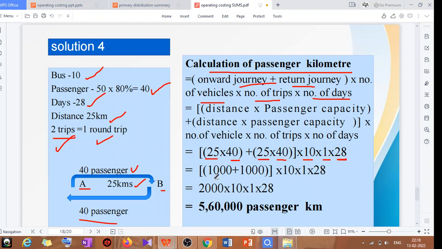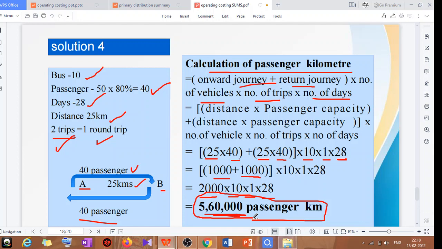Clear? So when you multiply, you will get 25 into 40, which is 1000, and 25 into 40, 1000. Then add it: 1000 plus 1000, 2000. First you solve what is there in the bracket. 2000 into 10 into 1 into 28. You will get 5,60,000. So this 5,60,000 will be the passenger kilometer. Clear? I hope you understood.